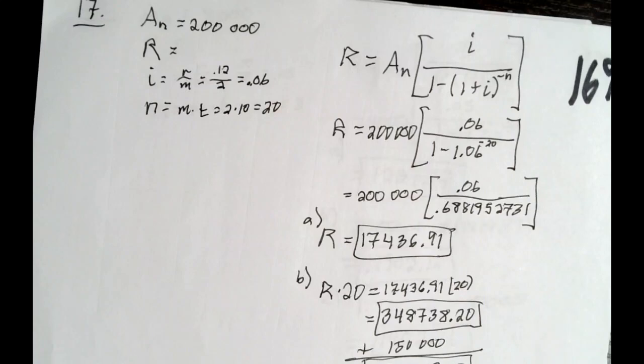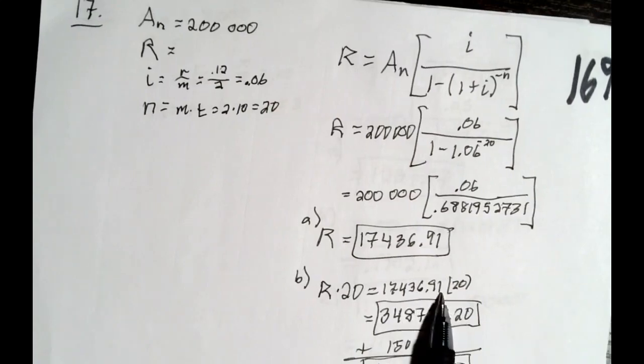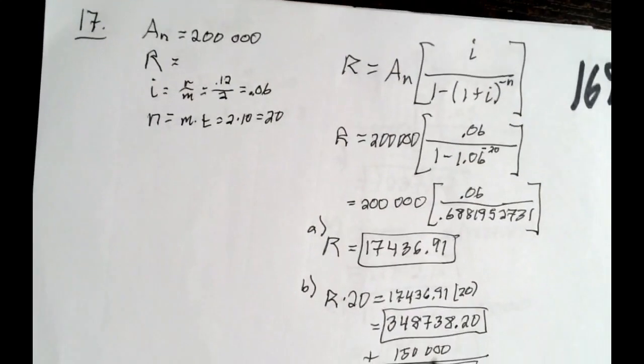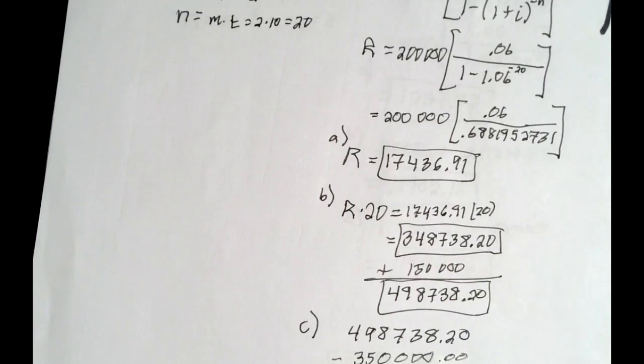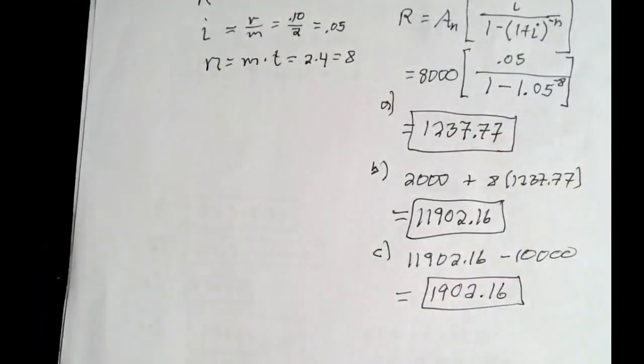B says what's the total amount paid for the purchase? Well, that's your payments times the number of payments, 20, plus the $150,000 down payment. That's how much you paid. And C, total interest paid over the life of the loan. Well, this is how much you paid, and this is how much you bought it for. So the difference is you ended up paying $148,000 in interest, about half the value of the house.